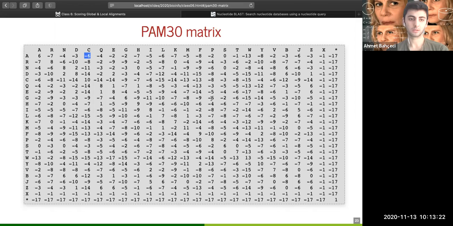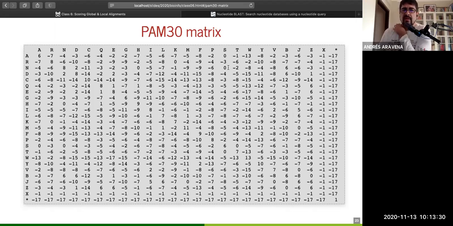Are they acidic amino acids or basic amino acids? Yeah, that is a super good question. So, okay, again, first thing that we see here, we see a matrix that is square. The names of the rows and the names of the columns are the same.